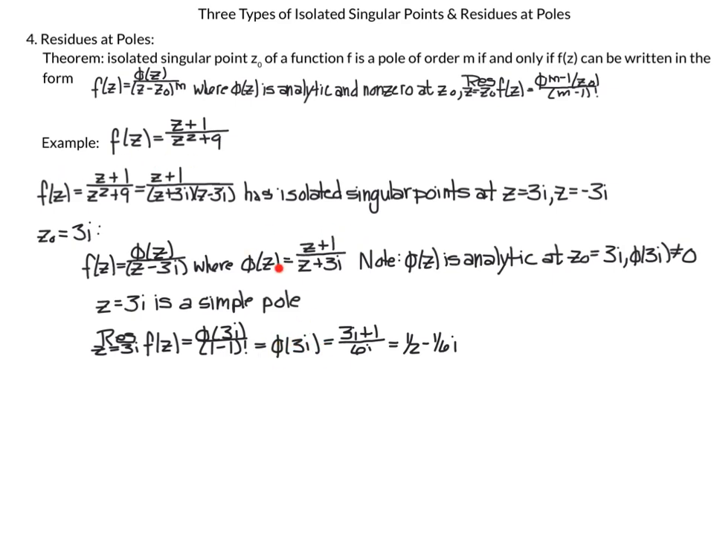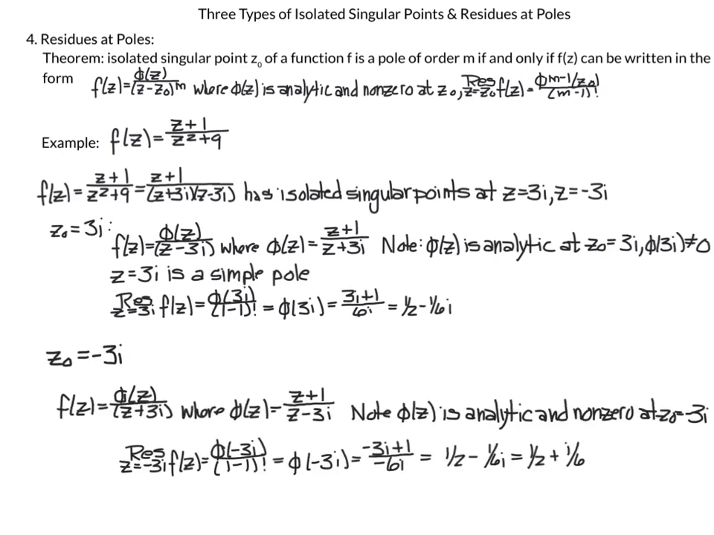Make sure it's plugged into your phi of z. I kind of shrank my z equals 3i to give myself some space for z naught equals minus 3i, the other singularity. Now f of z is equal to, well, on the bottom we're going to have our z minus z naught, so z minus negative 3i or z plus 3i. And on the top we have phi of z, so that's whatever is left after we take out our z minus z naught. So what's left is z plus 1 divided by z minus 3i.